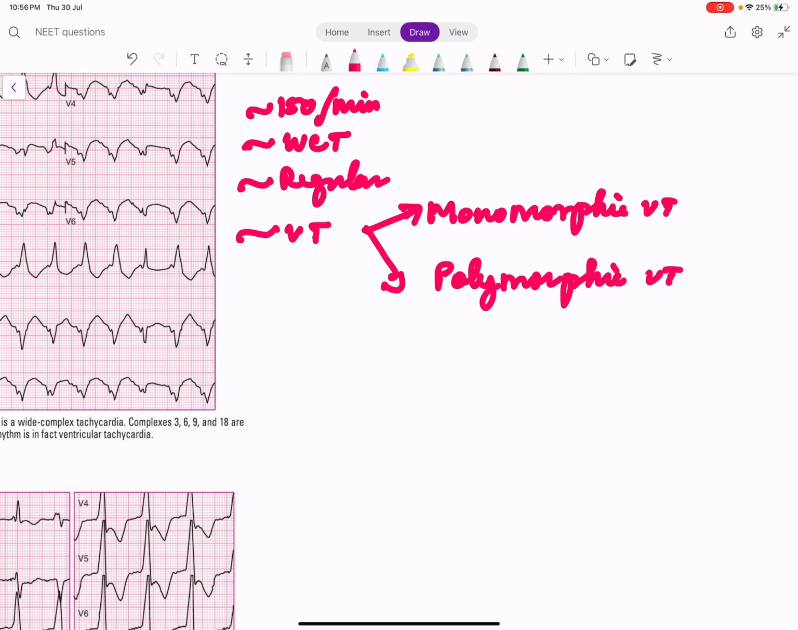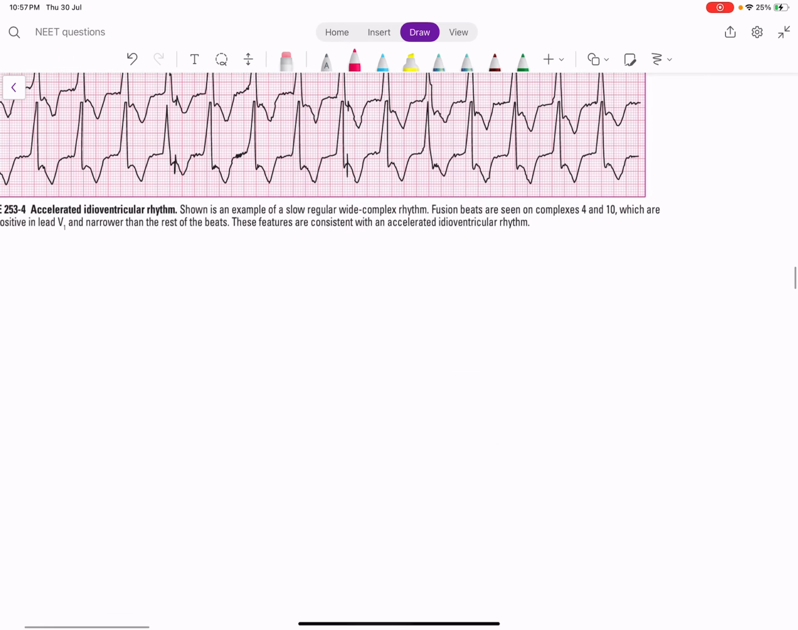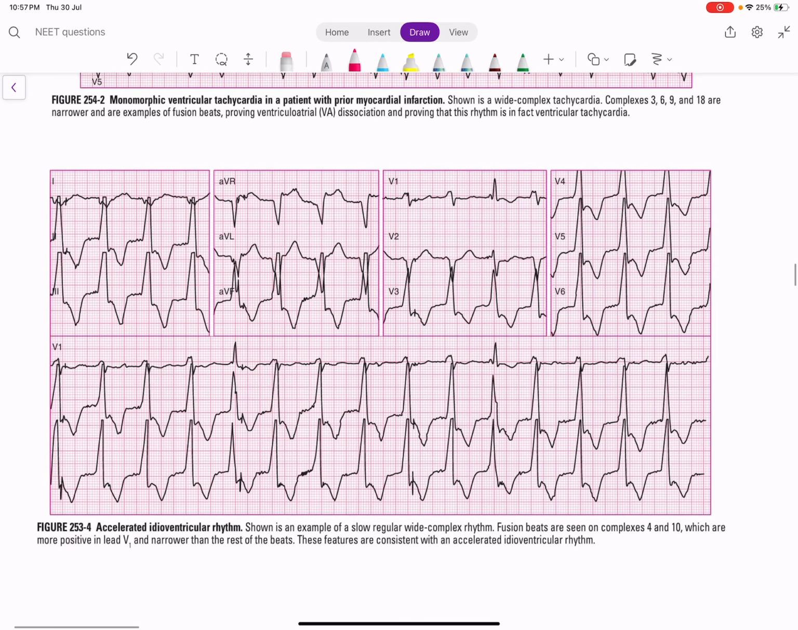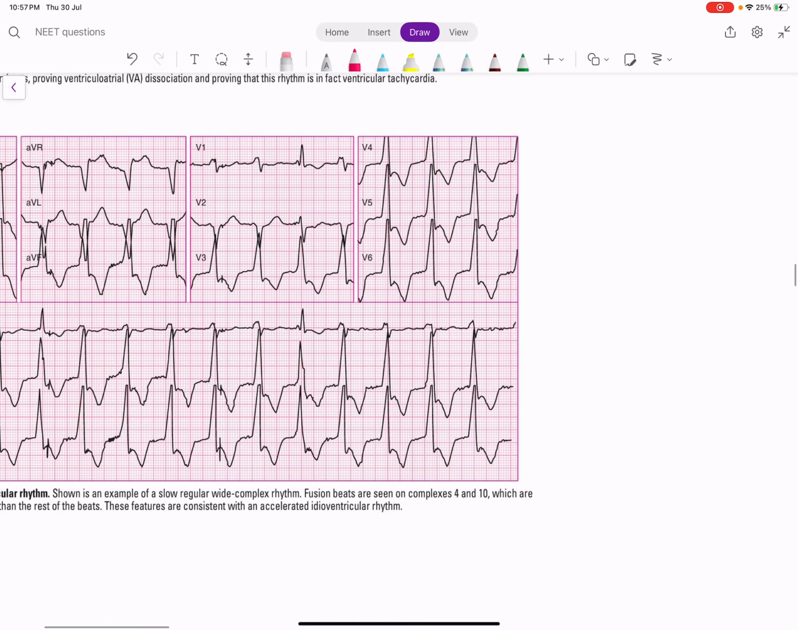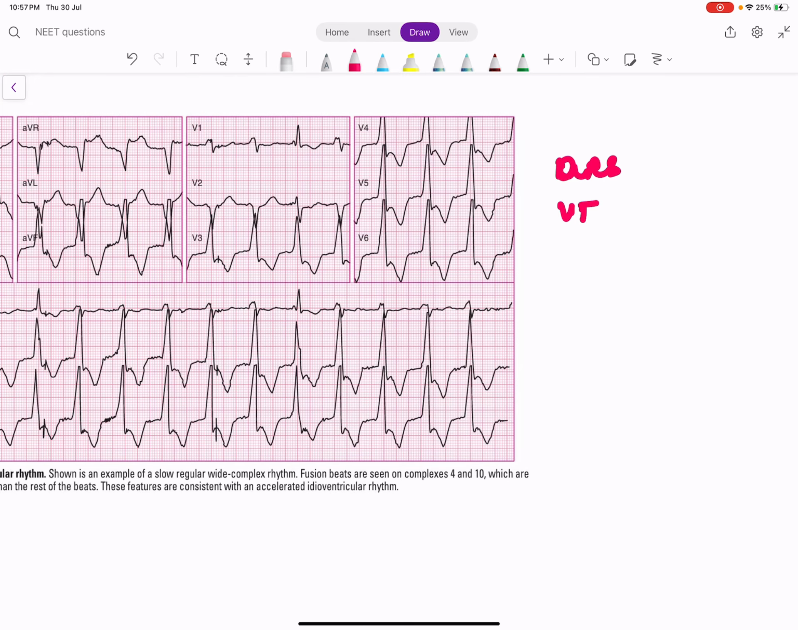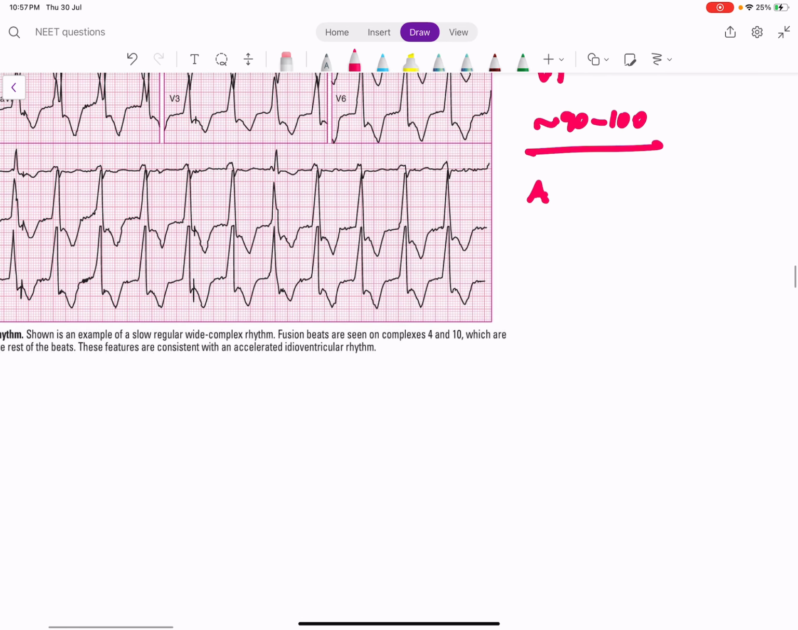It's like multifocal atrial tachycardia only. See, all the QRS complexes are nearly same. So it is a monomorphic VT. What is this? So this also looks like VT, right? So there is tachy, there is wide QRS complex. So this looks like a VT, but if you see carefully, the rate is not actually more than 100. The rate here is around 90 to 100. So it is called as accelerated idioventricular rhythm.